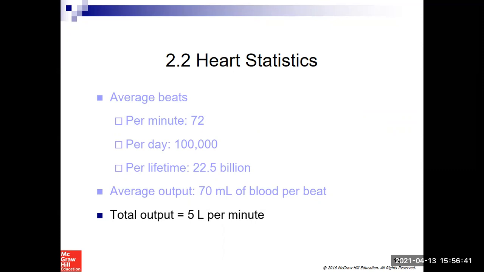And the total output is 5 liters per minute. 5 liters. So you have a 1 liter or a 2 liter drink. Think of that, 5 liters per minute. All right, 70 mLs, which is a small amount per beat, but yet within that minute, you get 2 liters and a 1 liter. Just think of those sizes, 2 liters and a 1 liter.